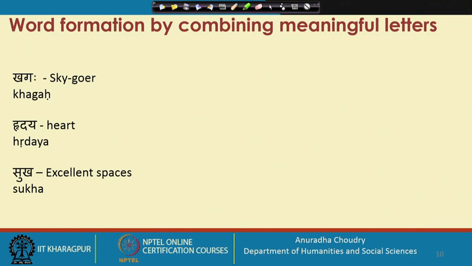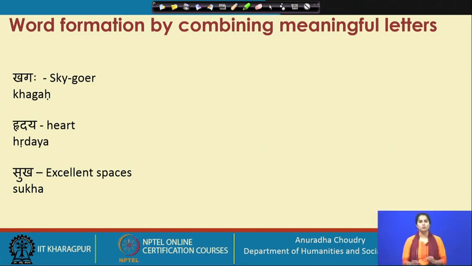And finally, I would like to conclude with this small section on word formation by combining meaningful letters. So in this word khaga, we have two sounds, which are kha and ga. So kha by itself means space and ga means to go or move. So khaga is that which moves in space. So it can correspond to anything.